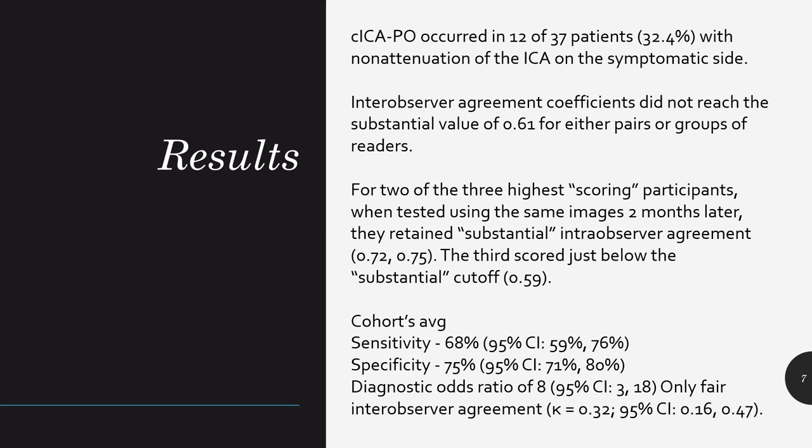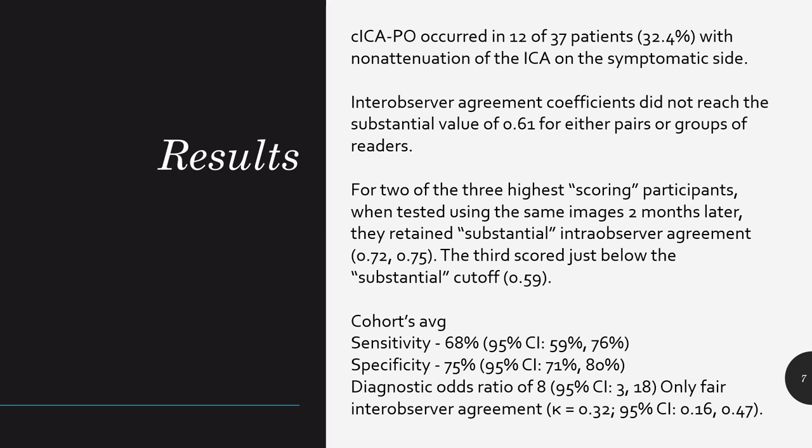Inter-observer agreement coefficients did not reach the substantial value of 0.61 for either pairs or groups of the readers. They also did intra-observer agreement studies, and for 2 of the 3 highest scoring participants, when they tested using the same images 2 months later, these 2 retained substantial intra-observer agreement, 0.72 and 0.75. The third scored just below the substantial cutoff.